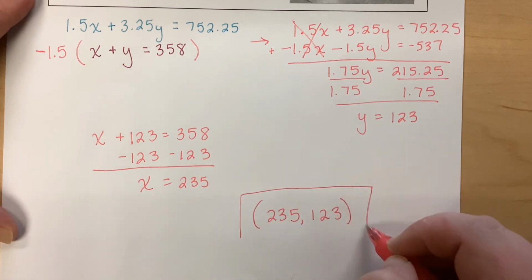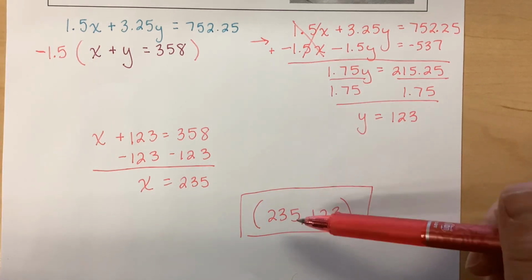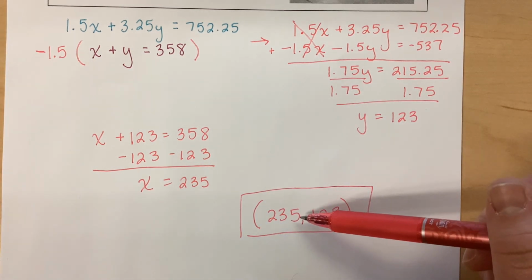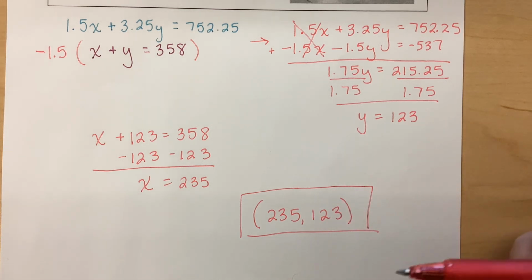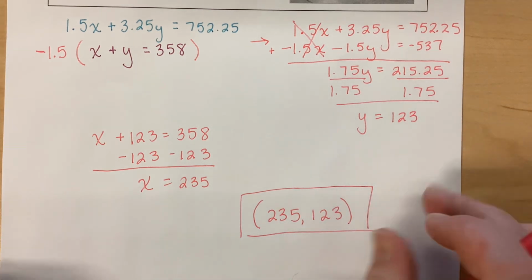So if I were to interpret what this means, it would mean that you sold 235 student tickets and 123 adult tickets to the basketball game. Let's try another.